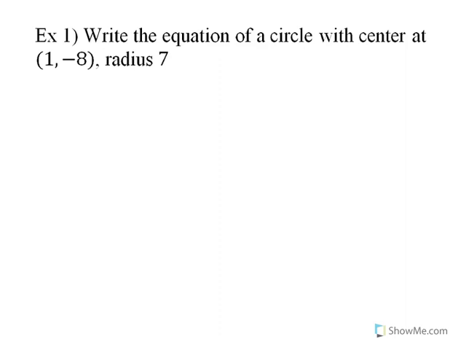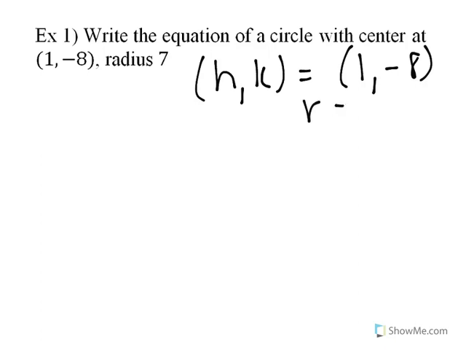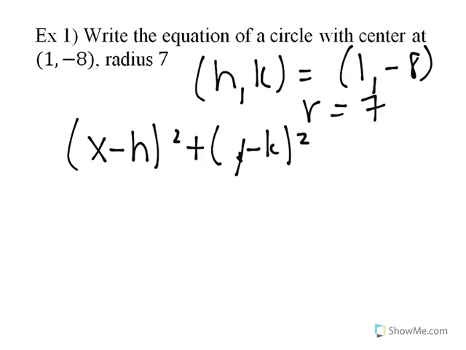So example 1 says, write the equation of a circle with a center (h, k) of (1, -8) and a radius of 7. And all we are going to do is just plug directly into the formula. Remember, the formula is (x - h) squared plus (y - k) squared equals r squared. The minuses are already in there, so you have to be careful, watch your double negatives. So our h is 1 and our k is negative 8.